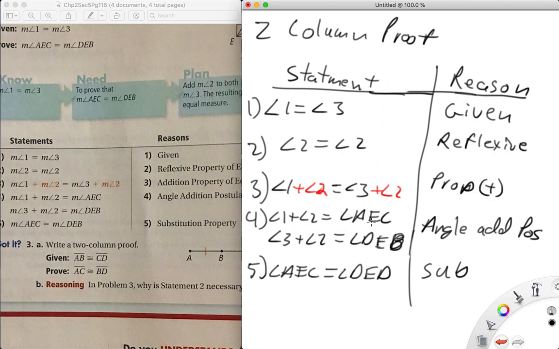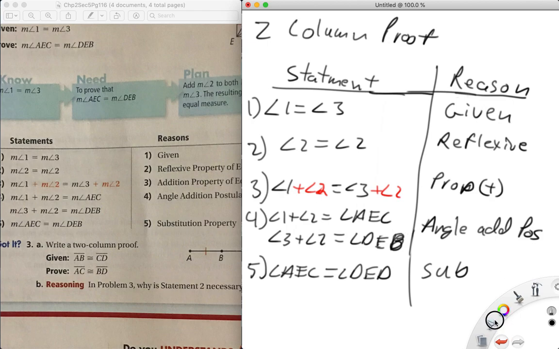We were able to use the angle addition postulate to say that angle 1 plus angle 2 equals angle EC, and that angle 3 plus angle 2 also equals angle DEB. And then we were able to substitute those angles for 1 plus 2 and 3 plus 2 respectively using the substitution property, and we are done.